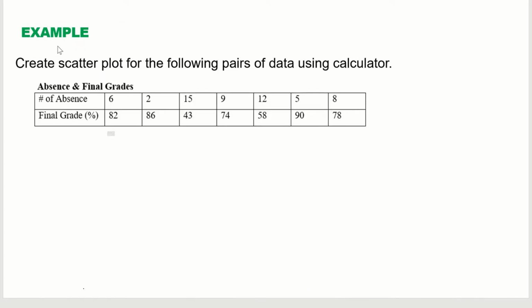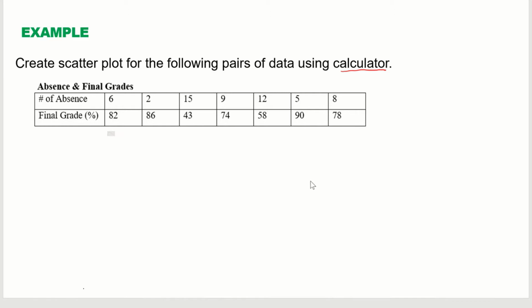Let's take an example and plot these points to find the scatter plot. Create a scatter plot for the following pair of data using a calculator. We are going to use a calculator and create the scatter plot. We are going to enter this data between the number of absences and the final grade. So if the number of absences increases, what happens to the final grade? We want to look at that using the scatter plot.